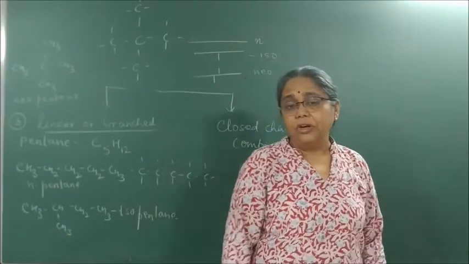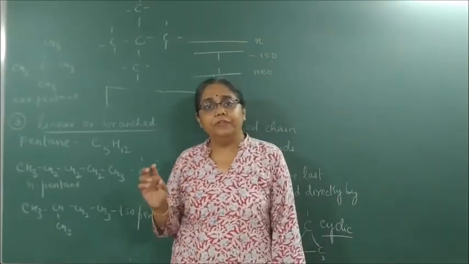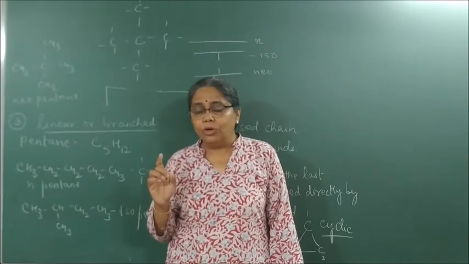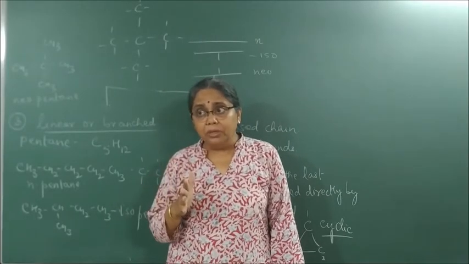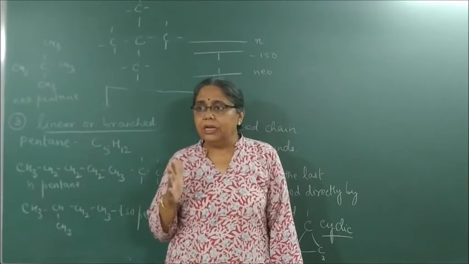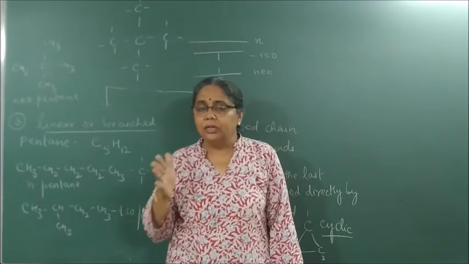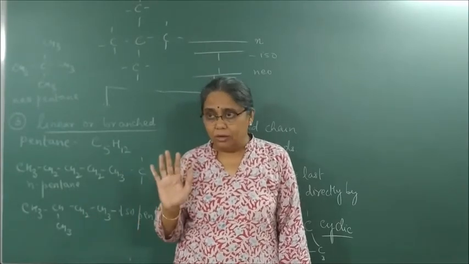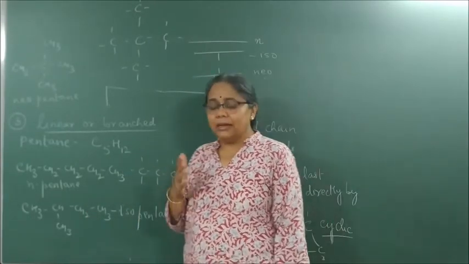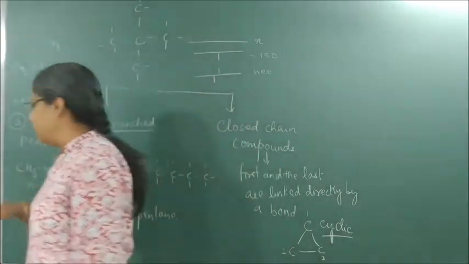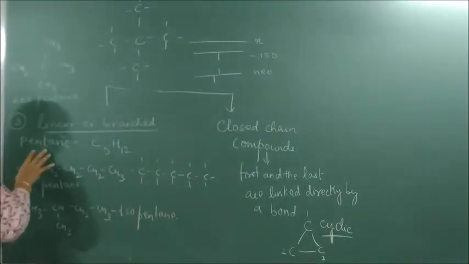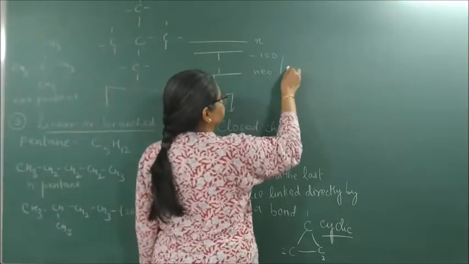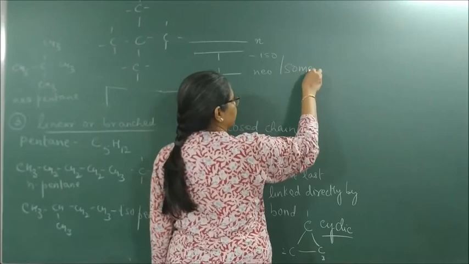In this chapter, we have studied catenation, tetravalency, and allotropism. What is allotropism? Same chemical properties but different physical properties. Carbon: diamond, graphite and Buckminsterfullerene. So now please write isomerism.